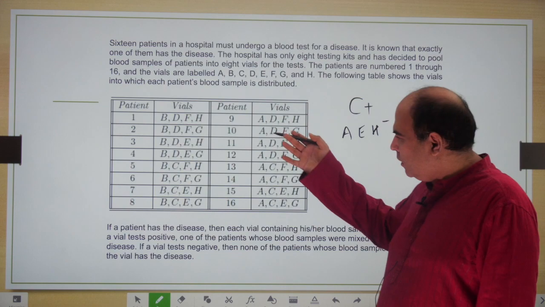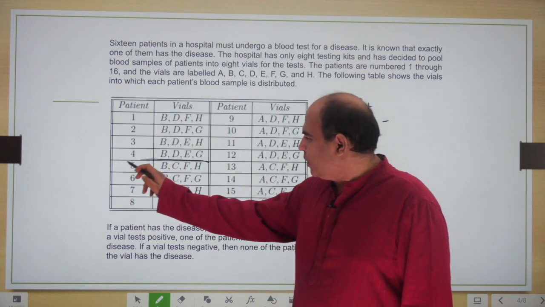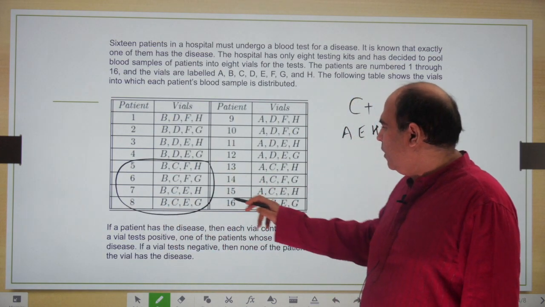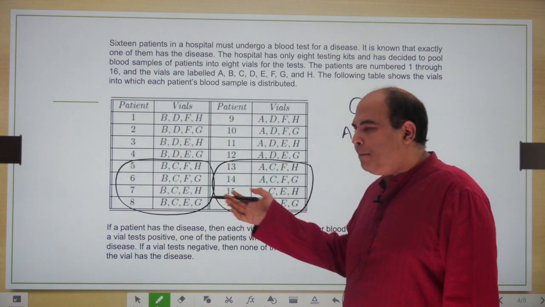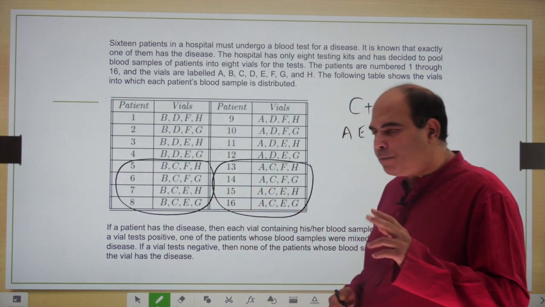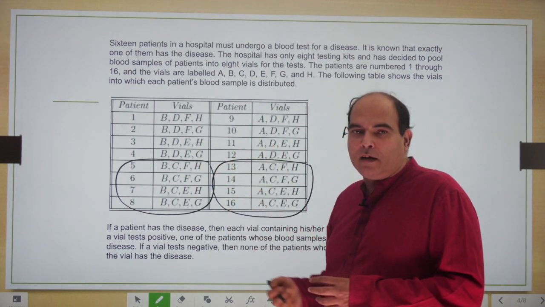So we just check through this list and we find out that basically patients 5, 6, 7, 8 and patients 13, 14, 15, 16, these 8 patients, one of those patients will have the disease. So we eliminate 1, 2, 3, 4 and 9, 10, 11, 12.